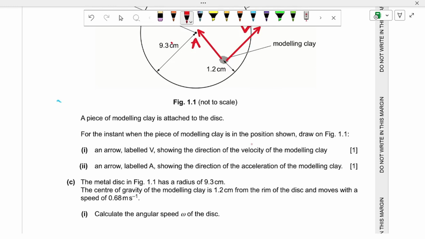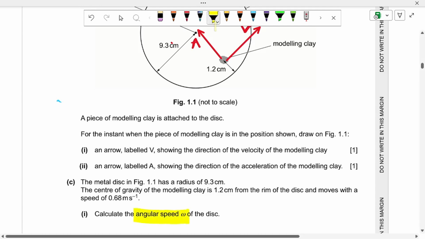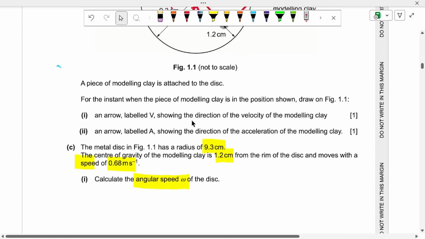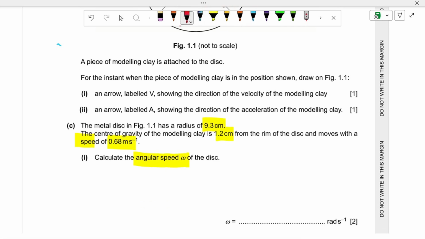The metal disc has a radius of 9.3 centimeters. So if I have a disc and the disc is rotating, it has a radius of 9.3 centimeters, from the center to the edge. The center of gravity is 1.2 centimeters from the rim and moves with a speed of 0.68. So I want to ask myself, what am I given and what am I supposed to find? I'm supposed to find the angular speed omega, but I'm given the speed of 0.68. That's the linear speed. I'm also given the radius, well, kind of, because I know it is 9.3 centimeters to get to the edge. I know it's 1.2 from the edge, and the difference of that is going to be my radius. So I can relate all of these variables by an equation.